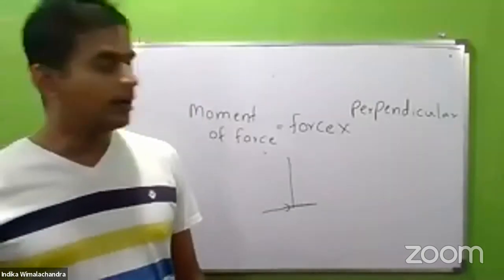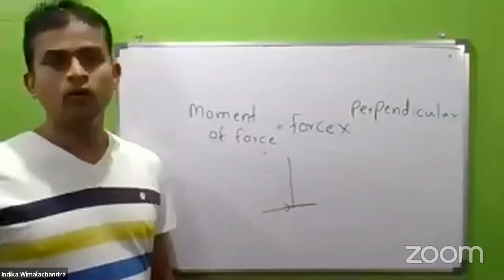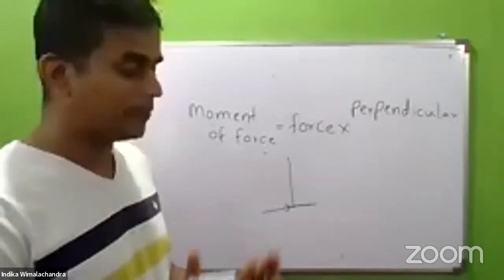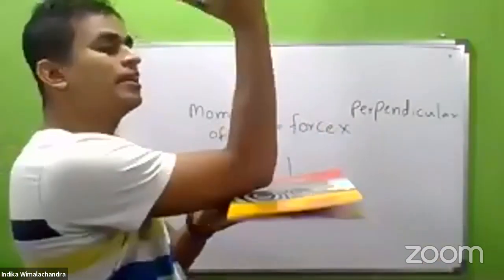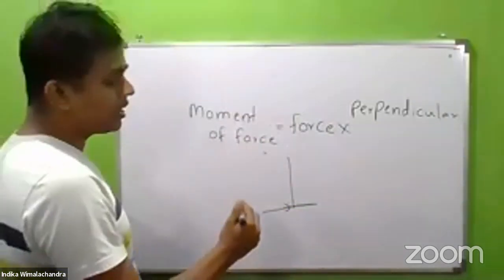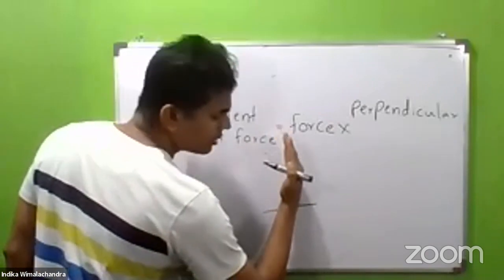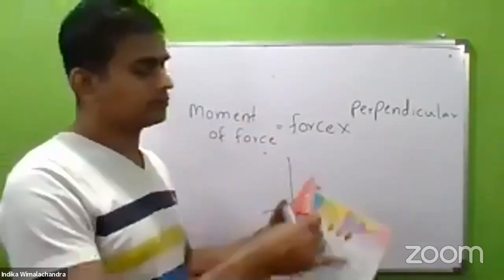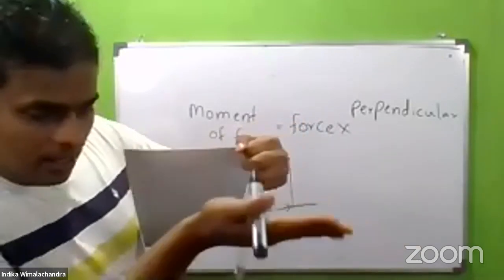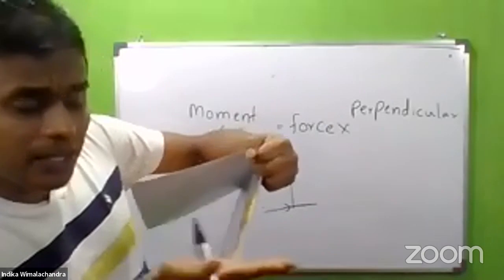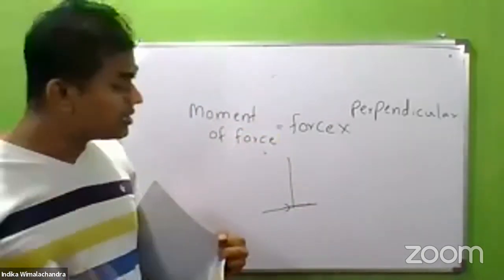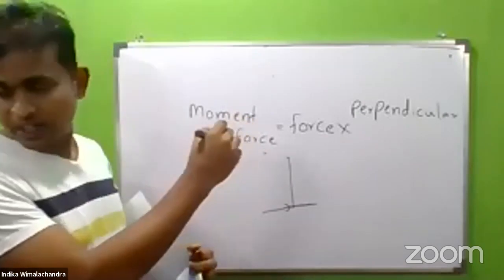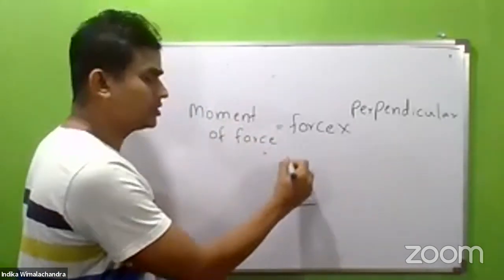Why do we call it perpendicular? In mathematics, you may have learned that perpendicular means a straight 90 degree line. Like that, this is the line of action. If you draw a 90 degree line to it, that is the perpendicular. This distance is perpendicular to the line of action. Perpendicular distance from the rotational axis, otherwise the axis of rotation, to the line of action.